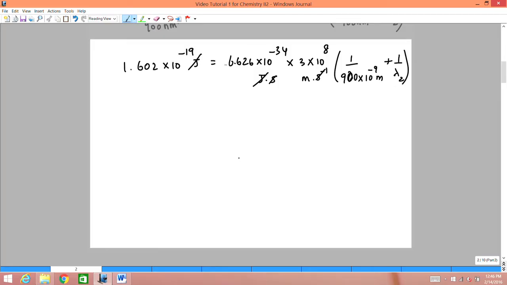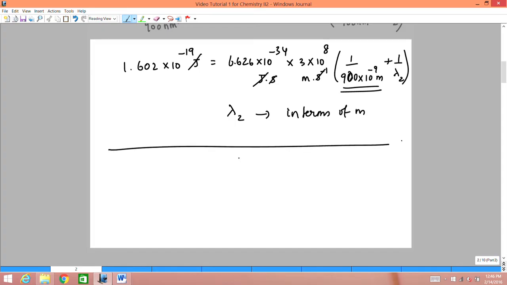So, once you take care of the units properly, you see how everything cancels out correctly, and you can see that lambda 2 will be given in terms of meters. This is something easy to calculate, please do that, complete the numerical exercise.